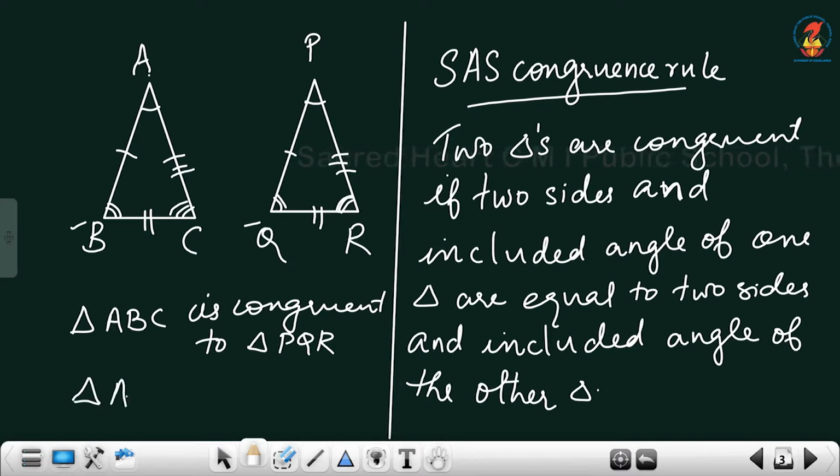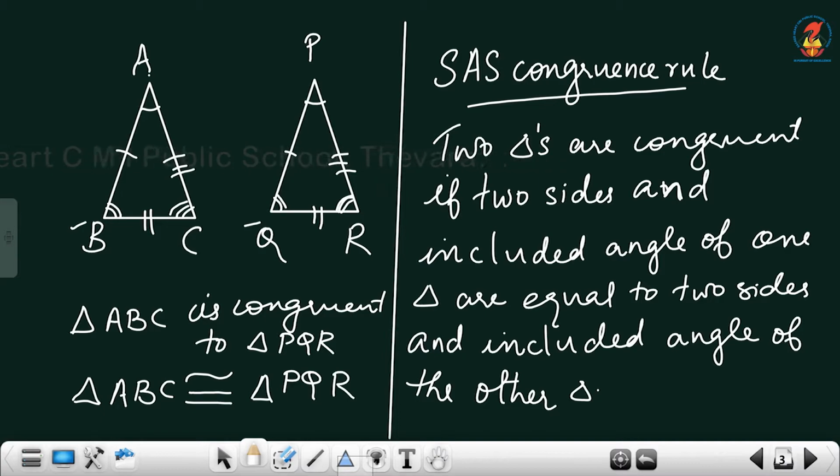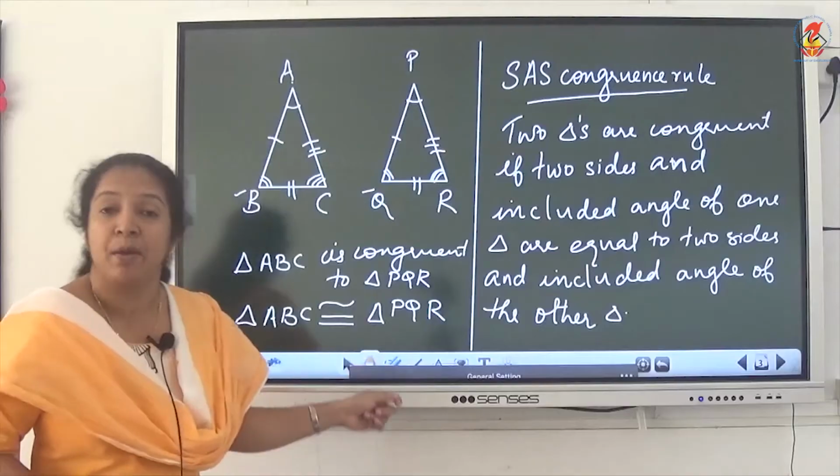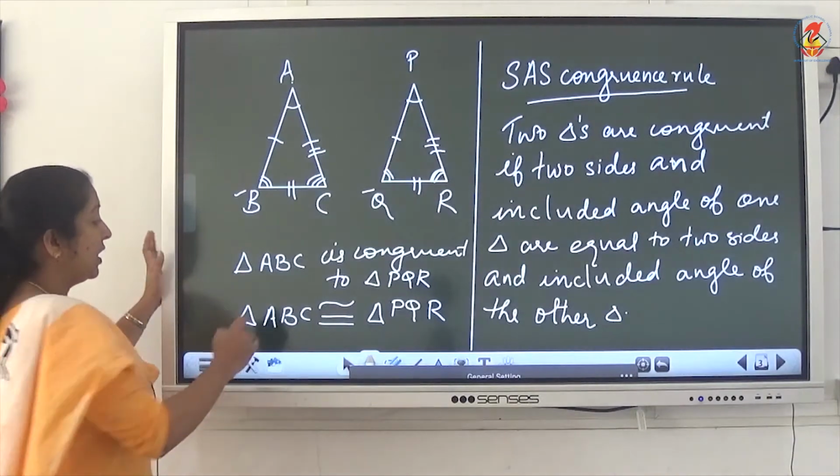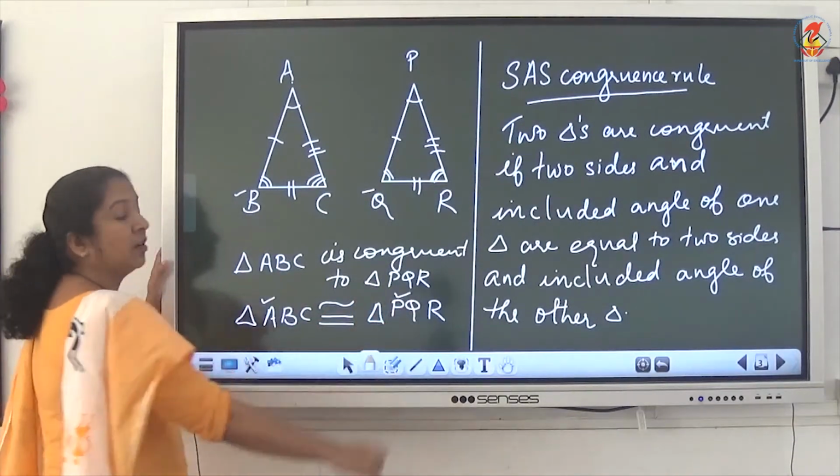We can write this as triangle ABC, the congruent symbol is this, congruent to triangle PQR. This is the symbol which we are using to represent congruence. So, if we write A here, you should start with P here.